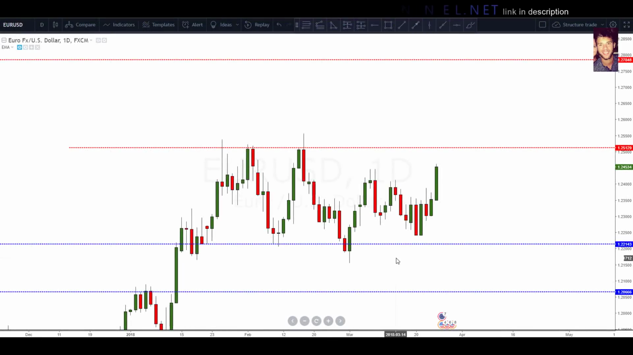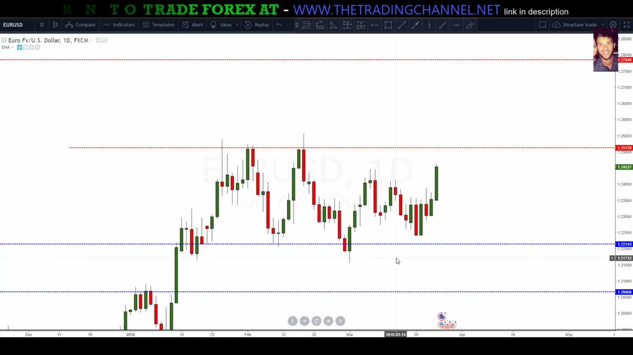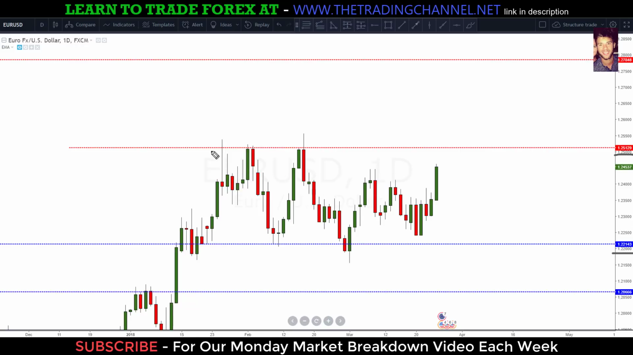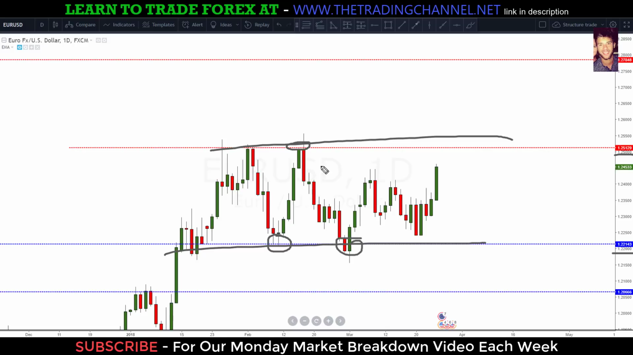Okay guys, so we're going to start off today here on the euro dollar. Not much has changed since last week on this pair. Throughout the past couple of weeks, actually, we've been looking at the area between 1.22 and 1.25. This entire area has been considered a period of consolidation for us. So what we've been looking for the past couple of weeks is bounces off this level of support and bounces off this level of resistance.